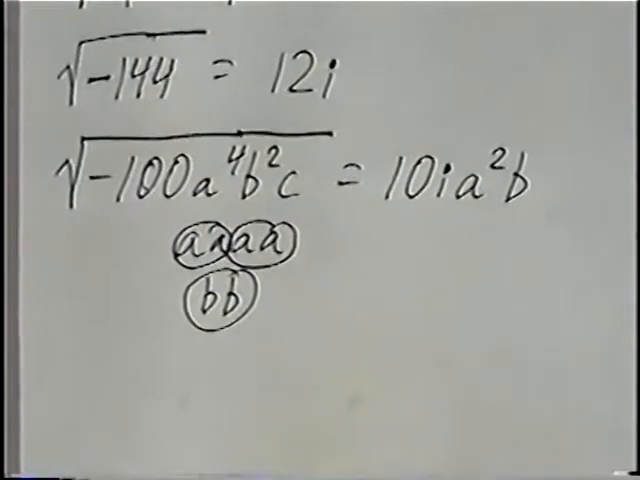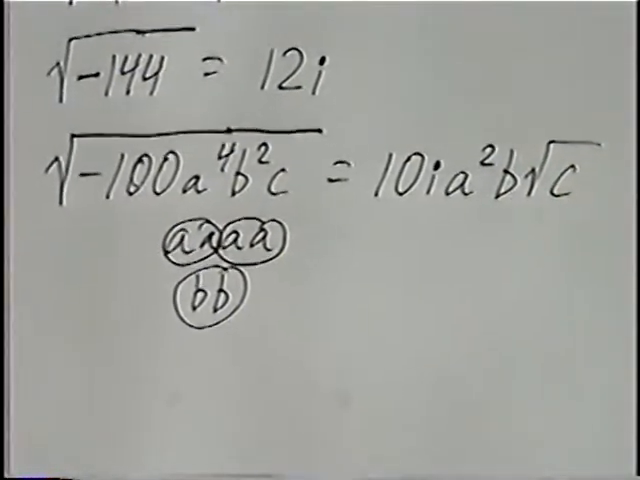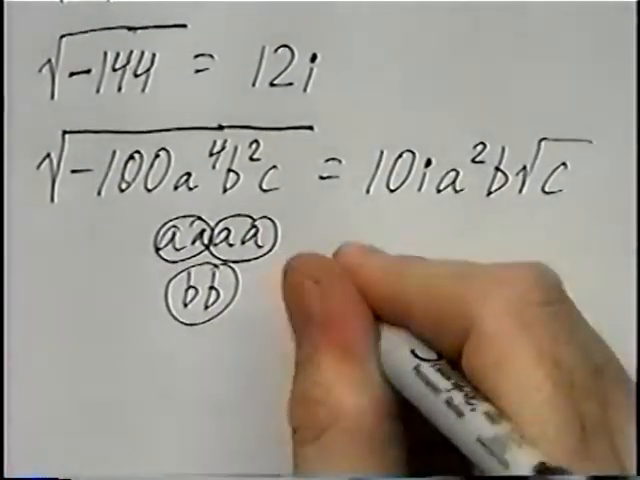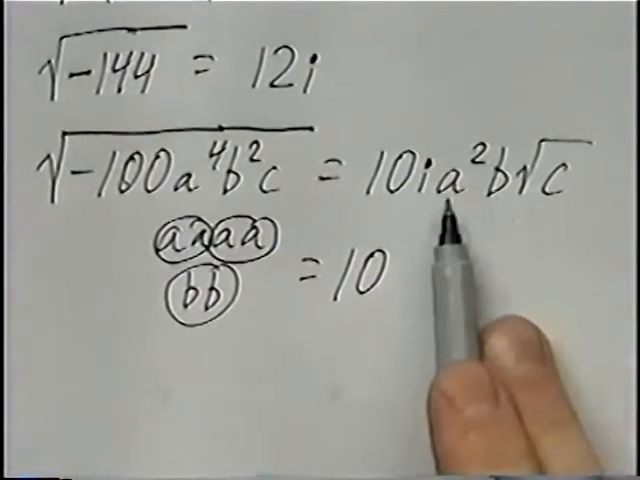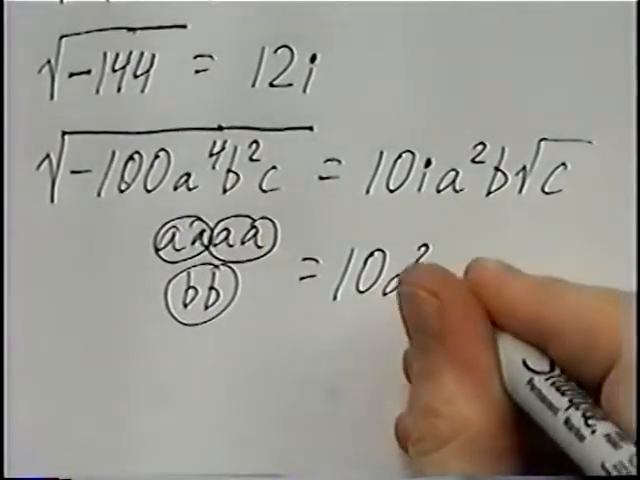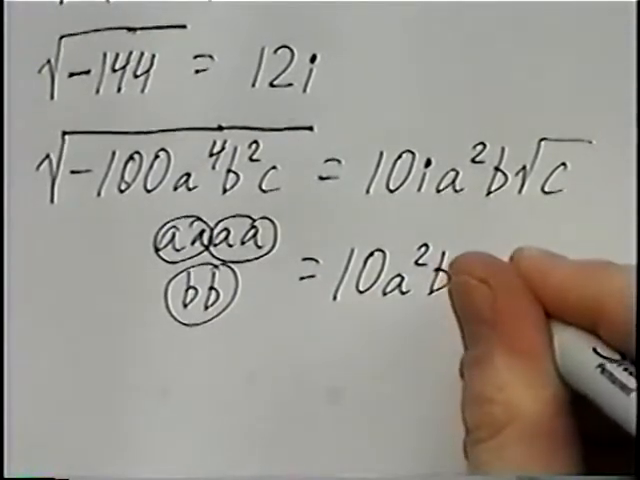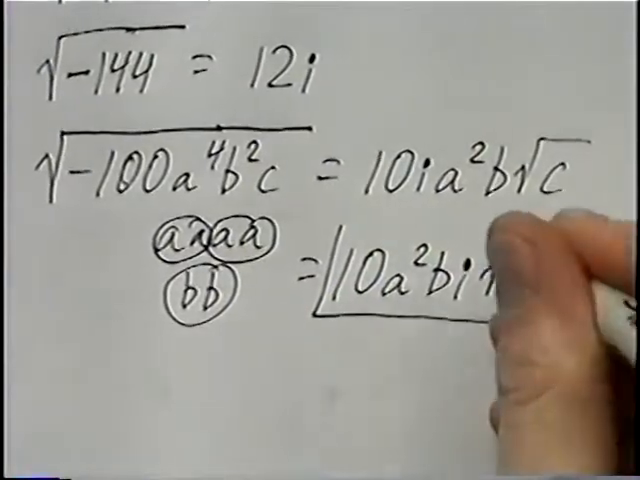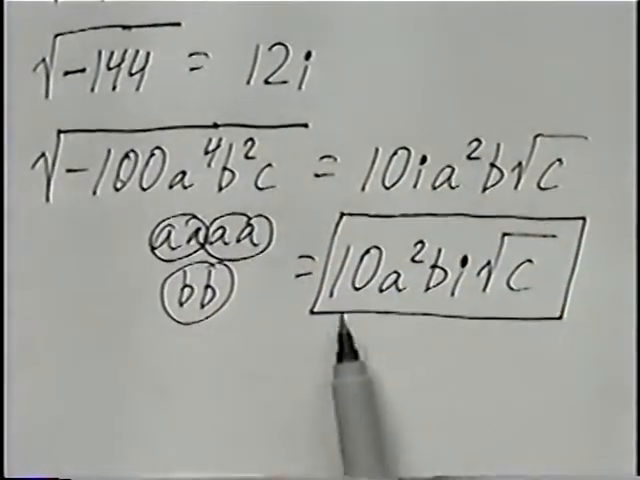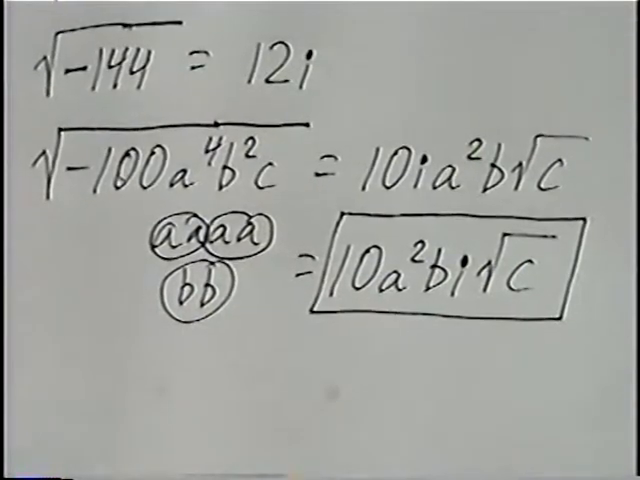We have a single c, so there's no pair for the c, so the c will stay inside the square root. Rewriting our answer, we'll have the number first, 10. The variables a squared and b we'll put second. The letter i we'll put after the variables, and the square root of c we'll leave inside the square root. So our final answer would be 10 a squared b i times the square root of c.